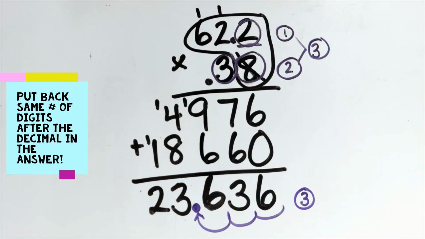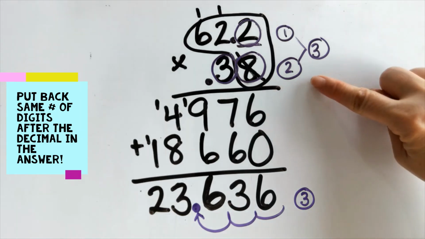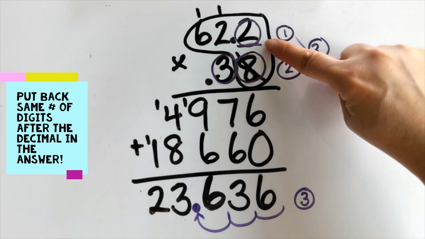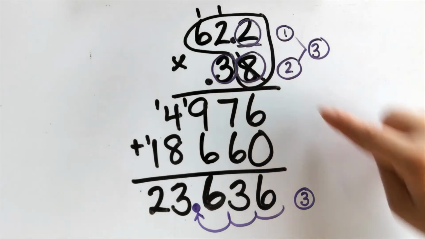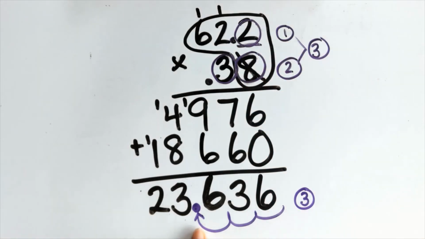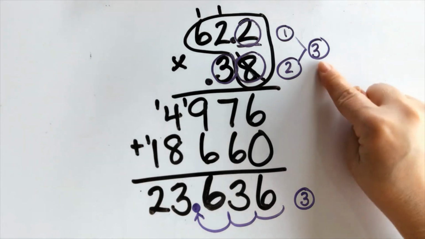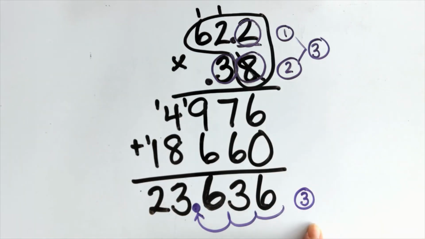Now I have 3. I just put back 3 decimal places. So when you're multiplying by decimals, like I said, you follow the exact same steps and procedures as if you're multiplying without decimals. And then at the very end, count how many digits are after the decimal and put those many digits back. I always like to write them to the side so I can compare, so that I have a match. That tells me that I'm doing this correctly.